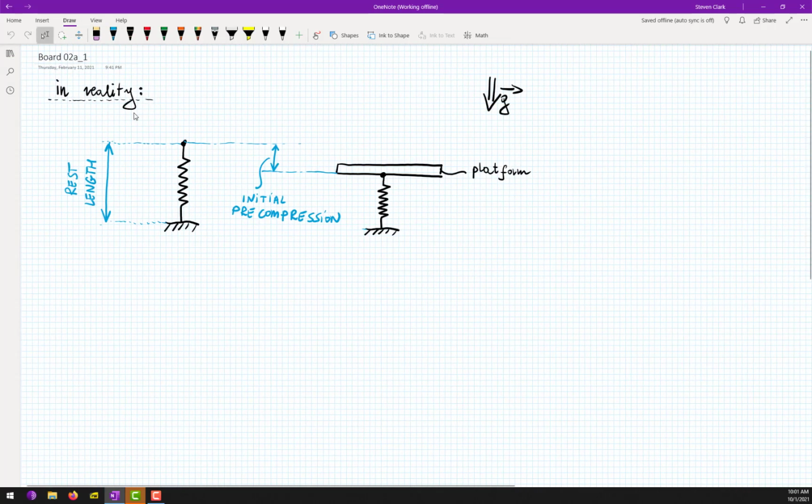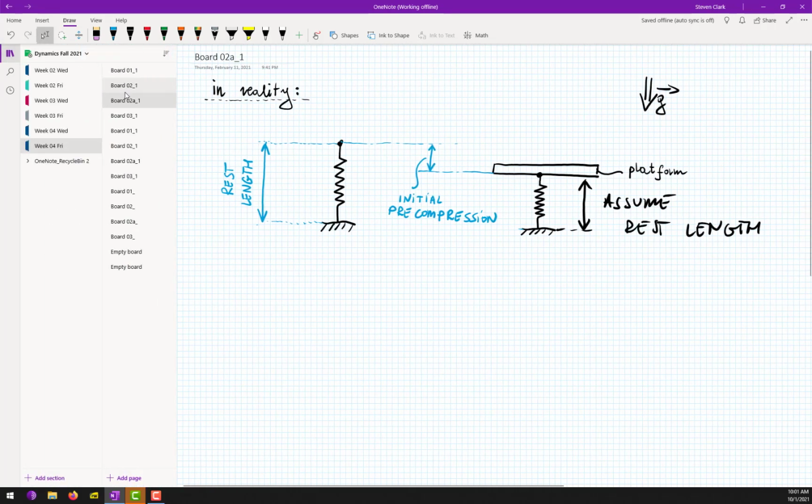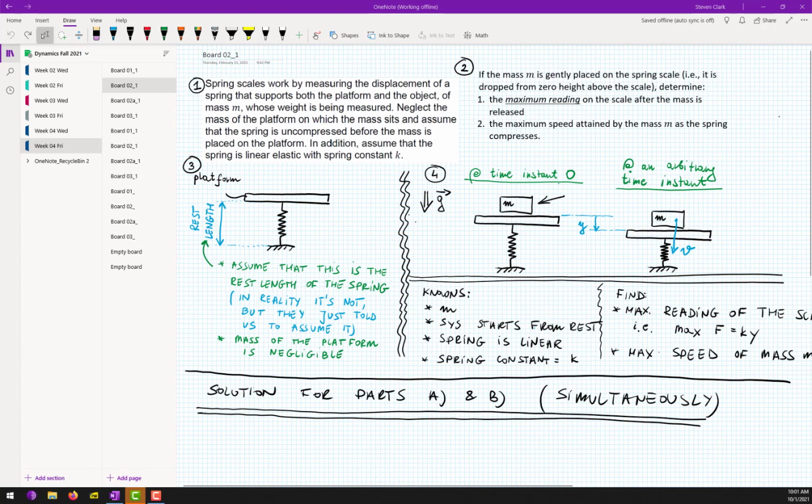This is the rest length, yeah? Without the thing on it, yeah? But once you put a platform on our spring, we have initial pre-compression, yeah? However, they told us to neglect that initial pre-compression. They told us forget about it, yeah? And assume that this is rest length. Just assume, okay? Assume that this is rest length, yeah? So they told us to do it, we're gonna do it, okay? I just wanted to clarify that point. Okay, so this is our rest length.